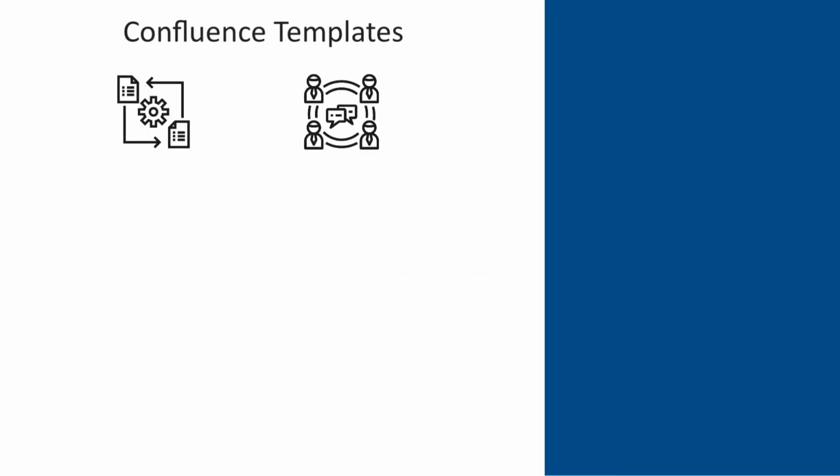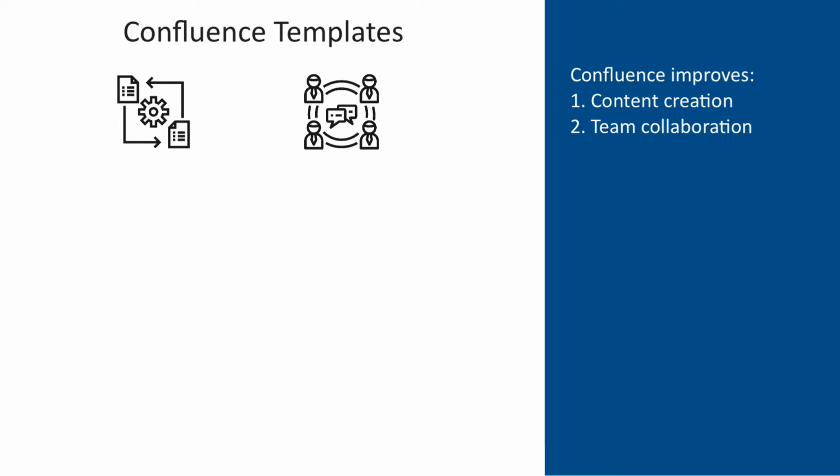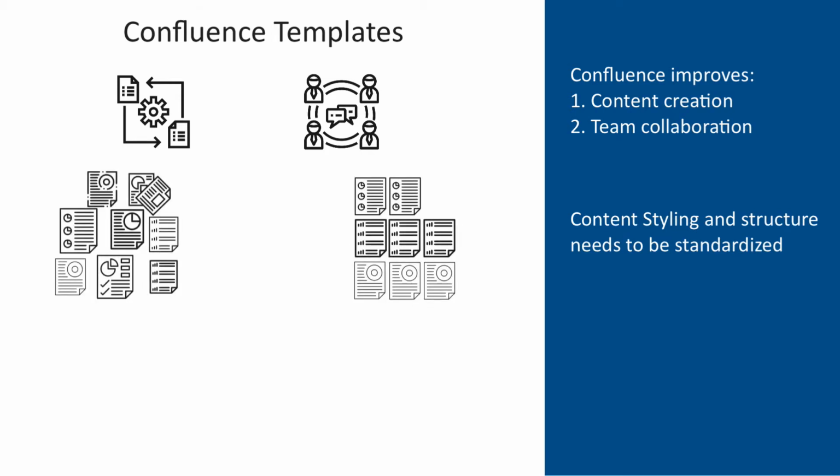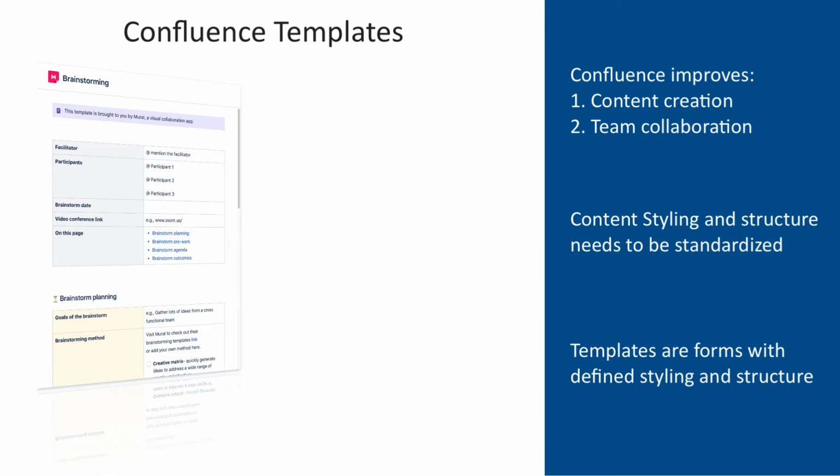There are likely two aspects of work where Confluence is most beneficial: content creation and team collaboration. For effective usage, it is critical that content styling and structure are standardized as much as possible. That is very hard to accomplish even if one person is the only content creator and consumer. It is even more challenging as more people contribute to the content. This is where templates come to the rescue.